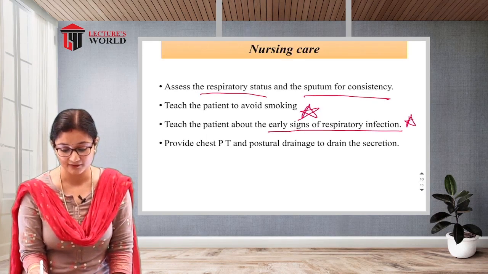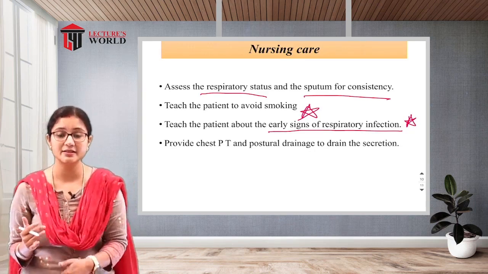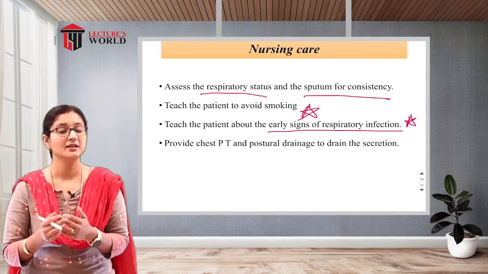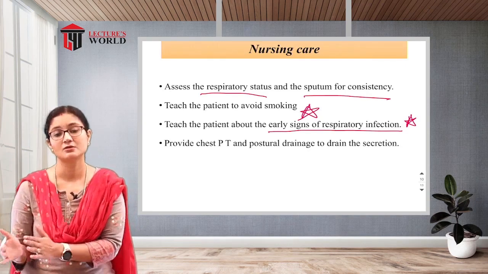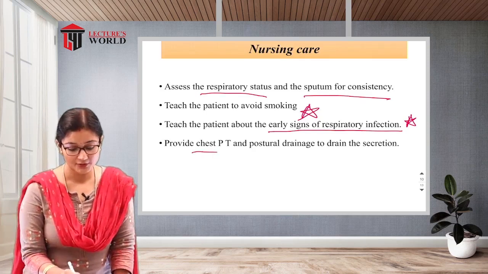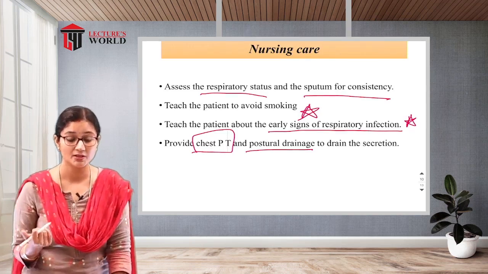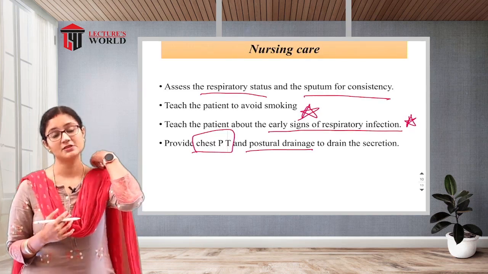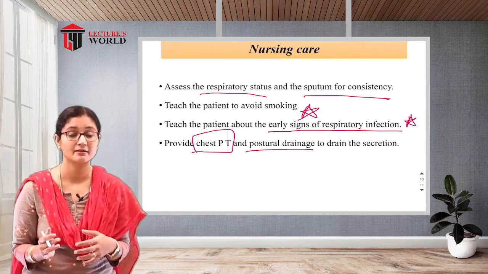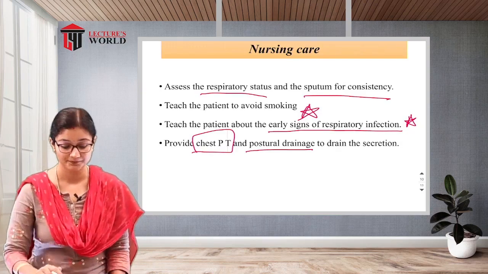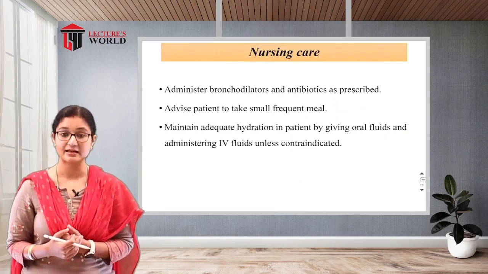Teach the patient about the early signs. This is very important. If any signs and symptoms of respiratory infection are there, do not ignore them but identify and treat them as early as possible, because if respiratory problems are not treated, they can further cause bronchiectasis. Chest physiotherapy and postural drainage can help to drain the secretions out. Along with that, if the physician has ordered, you can give nebulization, and teach them diaphragmatic breathing exercises. Administer bronchodilators and antibiotics as prescribed.